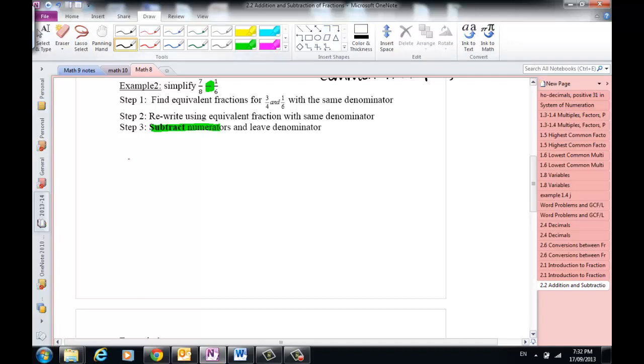Alright, so I have 7/8 and 1/6. We're trying to find a common denominator. So our denominators are 8 and 6, and we want to find the lowest common multiple, just like before. So this is 2 and 4, 2 and 2, and 2 and 3. What do they have in common? They both have a 2 in common.